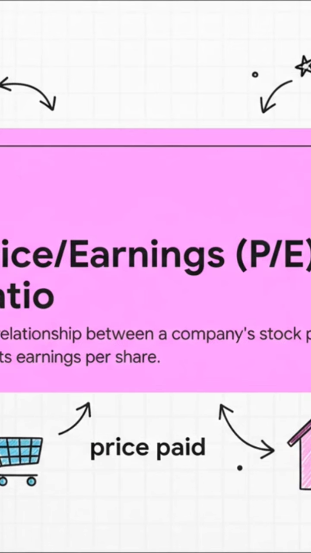The P/E ratio simply shows you the relationship between the price you pay and the earnings you get back. So in our example, that's a $30 price divided by $3 in earnings, which gives us a P/E ratio of 10. So what does a P/E of 10 actually mean? It's simple. You're paying $10 for every $1 of earnings.